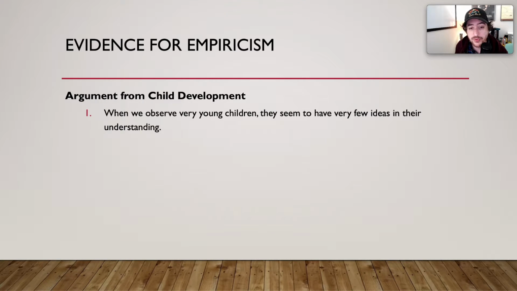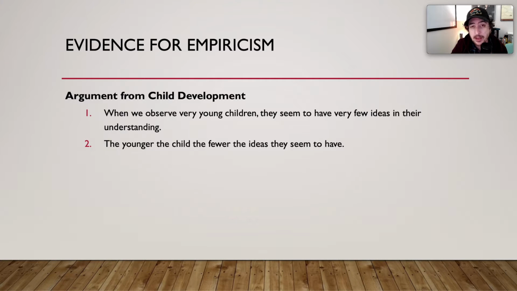So when we observe very young children, they seem to have very few ideas in their understanding. My 2-year-old son has fewer ideas about things in the world than I do. Moreover, the younger the child, the fewer ideas they seem to have. So as I go back in time, my son had fewer ideas of the world around him when he was 1 year old. And if I go back to 6 months old, he had even fewer ideas.